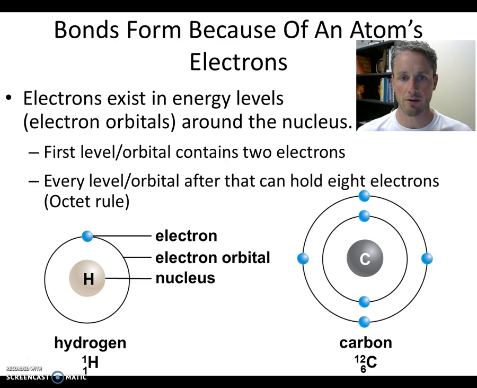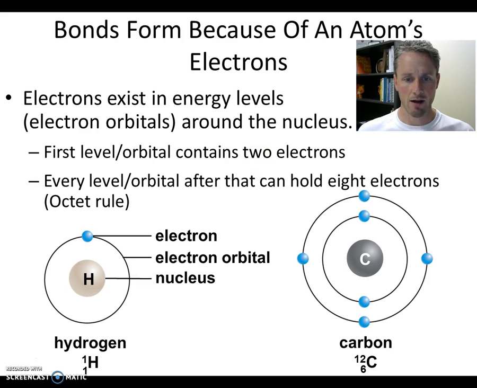So electrons are spinning around the nucleus, and when we think about atoms, we organize those electrons into several different levels of energy levels. So we're going to define a couple rules for thinking about how atoms work. And the first rule is that that first level, or electron orbital, contains just 2 electrons.